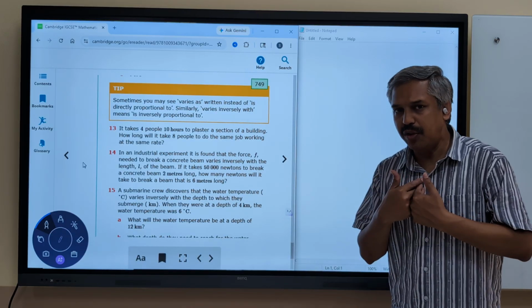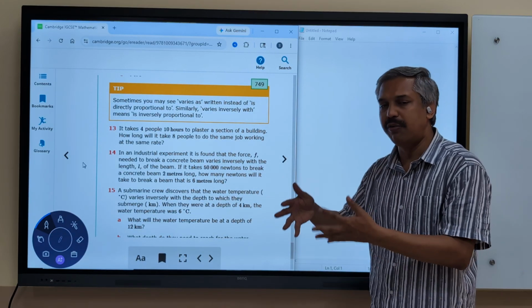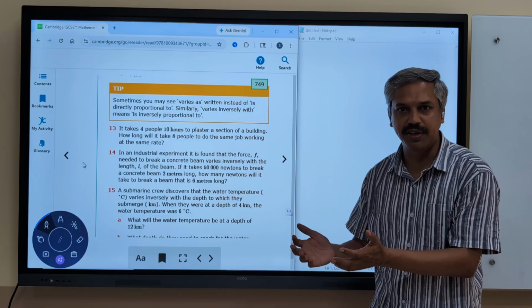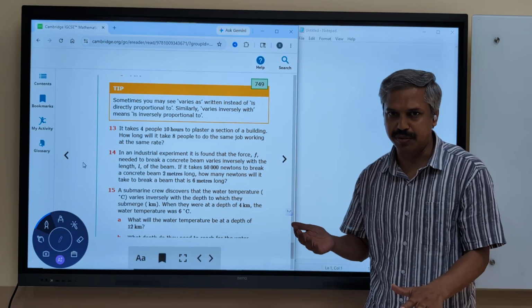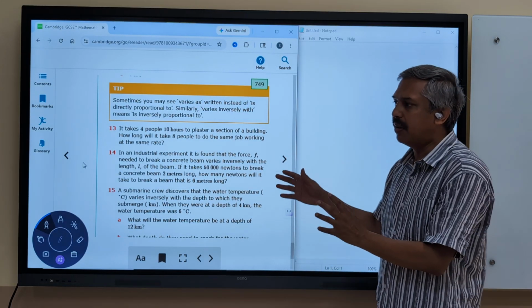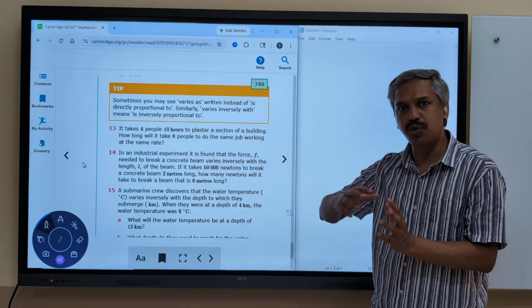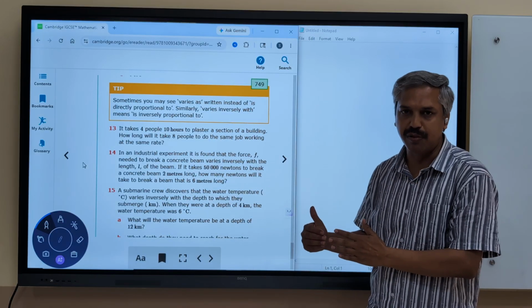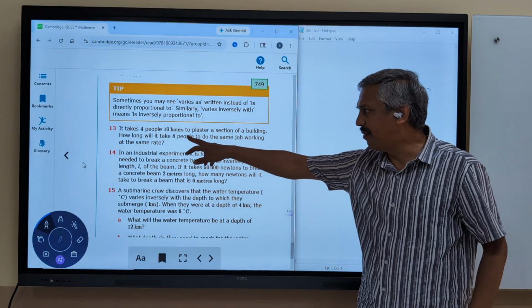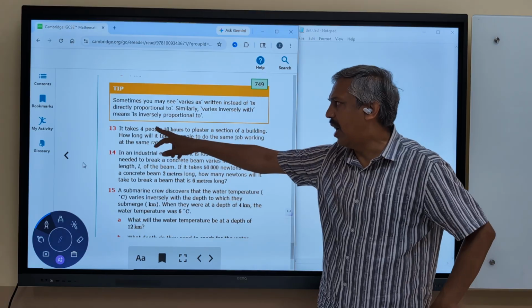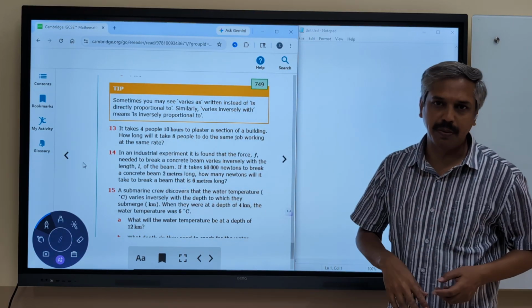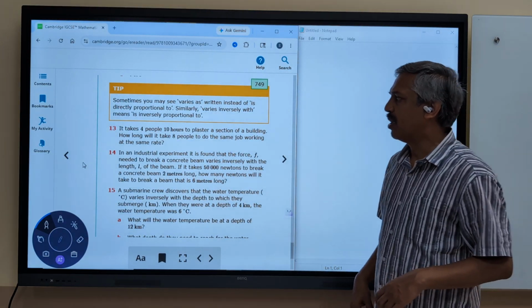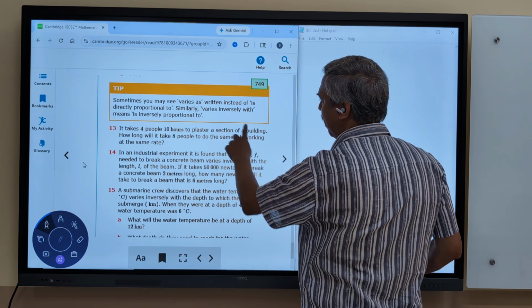We are not considering that more people will sit together and just start chatting with each other. We are not talking about that situation. We are saying that the productivity will increase, so effectively the required time will reduce. So the number of days or time and the number of people are inversely proportional in this case. So it takes 4 people 10 hours to plaster a section.